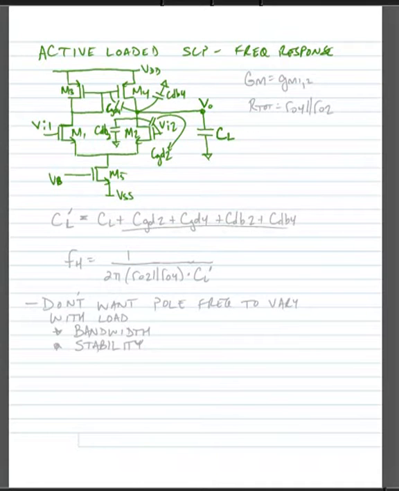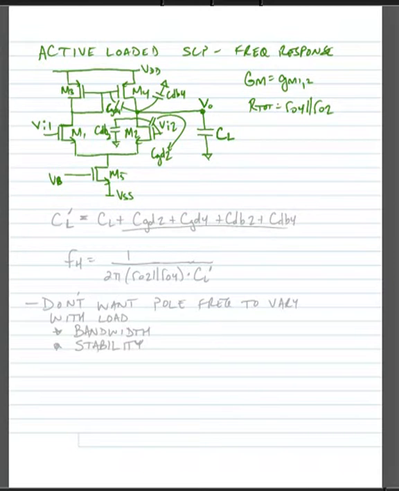Now we've already found the total resistance at this load, and so we'll just remind you of that. Remember, big GM for this circuit was equal to little gm 1, 2, and our total R for this circuit was equal to RO4 in parallel with RO2.